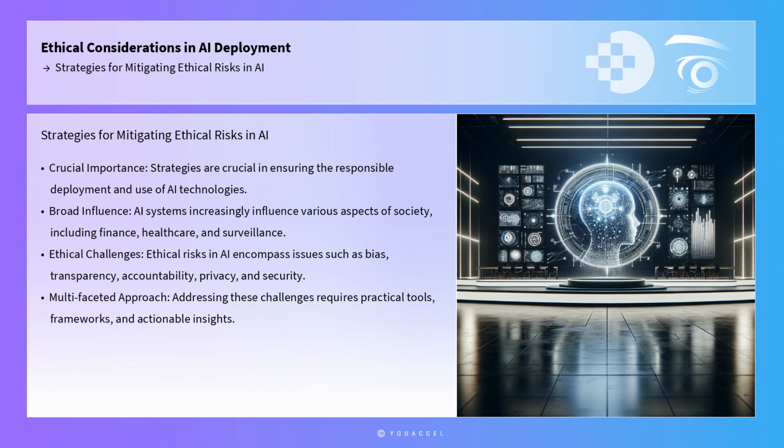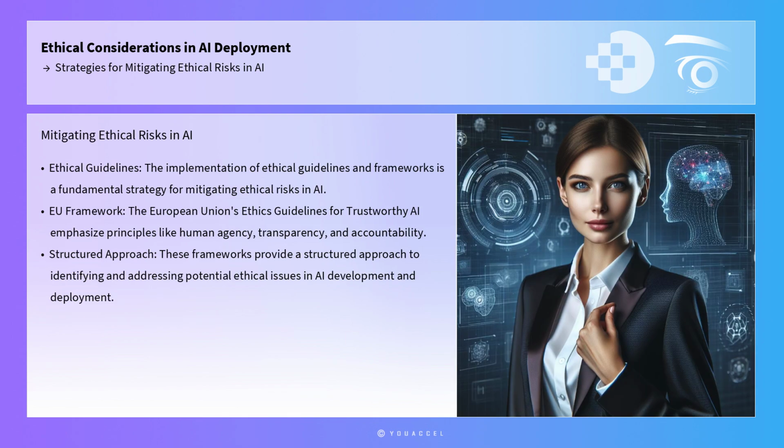Ethical risks in AI encompass issues such as bias, transparency, accountability, privacy, and security. Addressing these challenges requires a multifaceted approach that combines practical tools, frameworks, and actionable insights that professionals can directly implement. One of the fundamental strategies for mitigating ethical risks in AI is the implementation of ethical guidelines and frameworks. These frameworks provide a structured approach to identifying and addressing potential ethical issues in AI development and deployment.